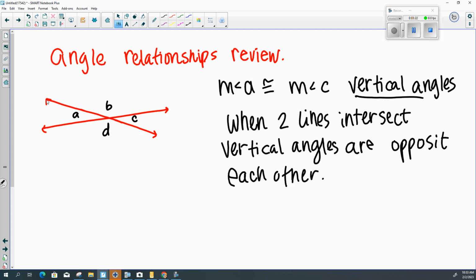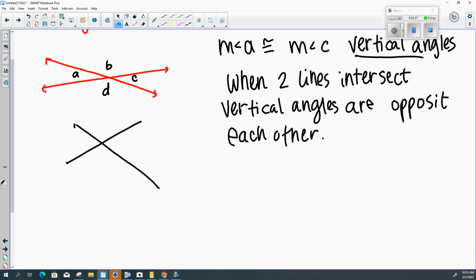All right, I'm going to draw another set. When you have intersecting lines, you have two sets of vertical angles. So I like to name them X, O, and X and O. So draw yourself a second set of intersecting lines, label them X's and O's. X's are congruent to X's, and O's are congruent to O's because they're vertical. They're a reflection of each other.